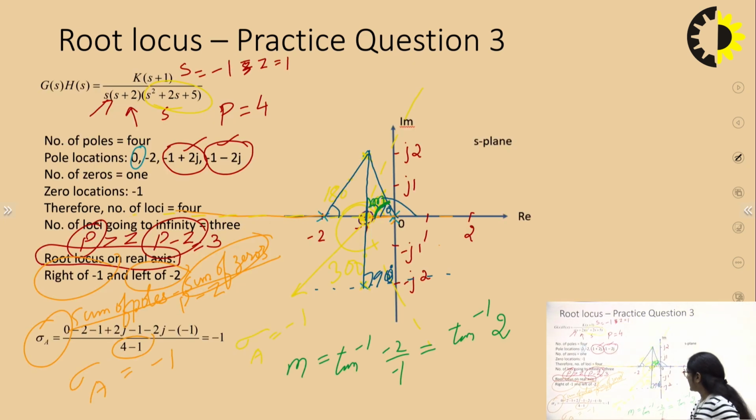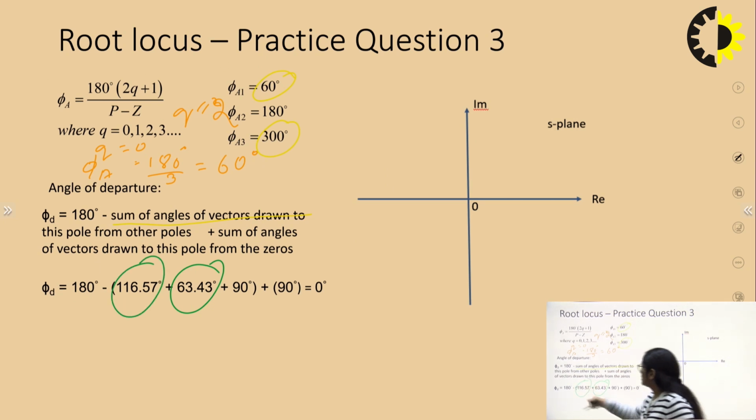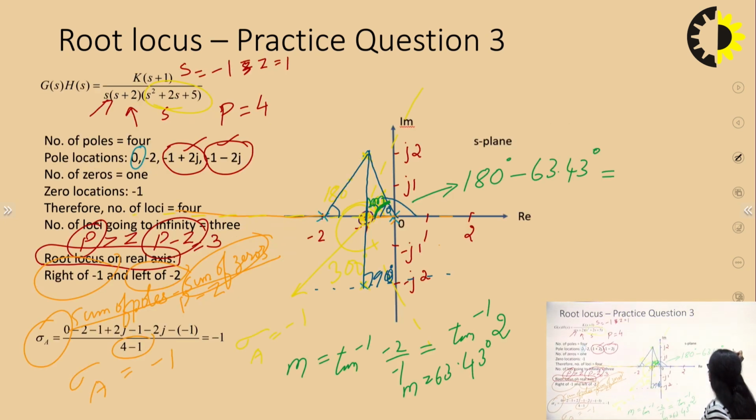So this angle M is nothing but 63.43 degrees. Therefore, this angle is 180 degrees minus 63.43 degrees, whose value is as mentioned here, 116.57 degrees. So this angle is 116.57 degrees, and we also need to know this particular angle. Let us say it is N.